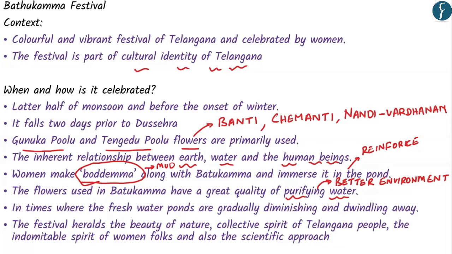The festival heralds the beauty of nature, the collective spirit of Telangana people, the indomitable spirit of women folk, and also the scientific approach of agrarian people towards preserving the resources of nature in a celebrative way. Hence, Bathukamma is the icon of the cultural identity of Telangana.